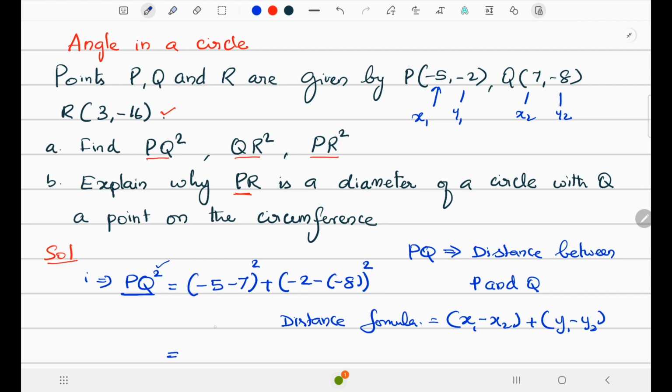We will get -12 the whole square plus 6 the whole square. 12 12s are 144, plus 36 equals 180.